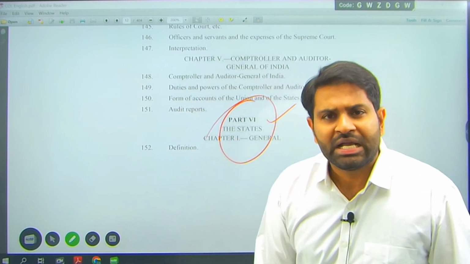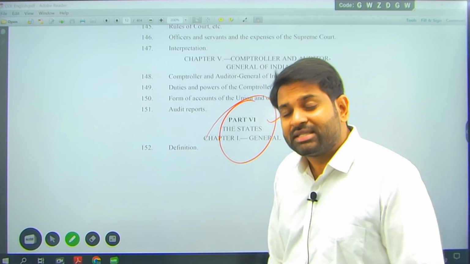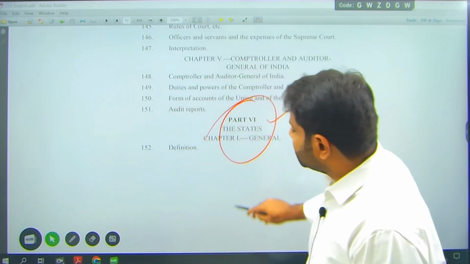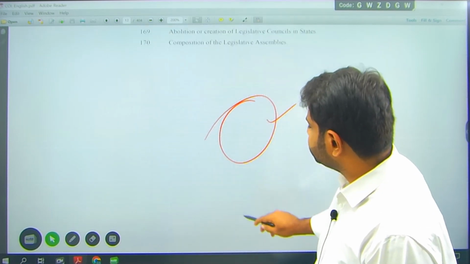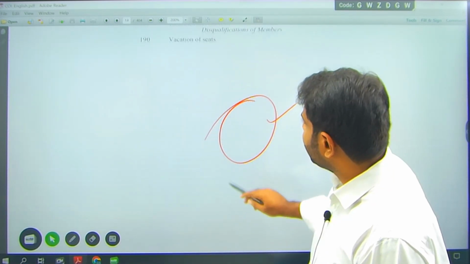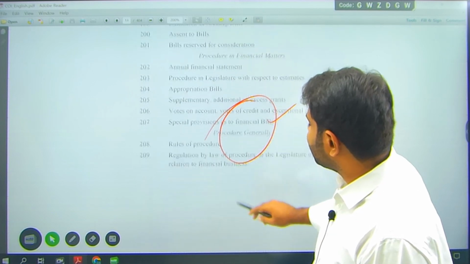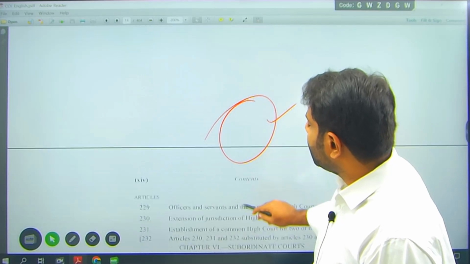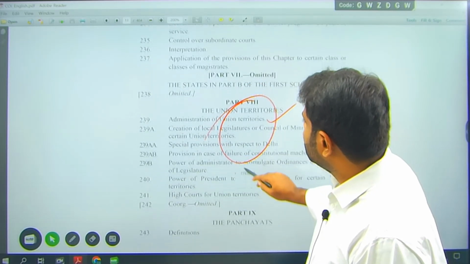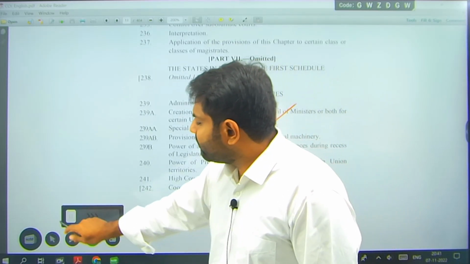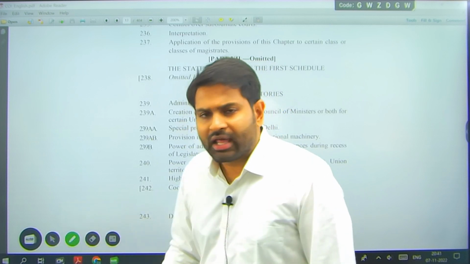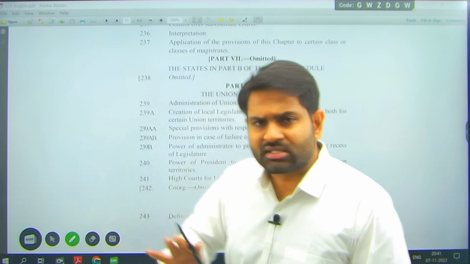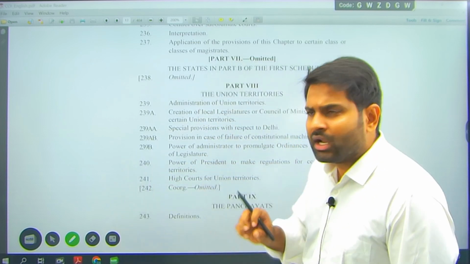Apart from that, we will come to the next part, that is part 6. Part 6 is all about states. See again, government: state government, union government, state government. In state government, what will we have? We will have legislature again, we will have executive, we will have judiciary again, right? So that is the structure. The architecture of this constitution is built in that way.